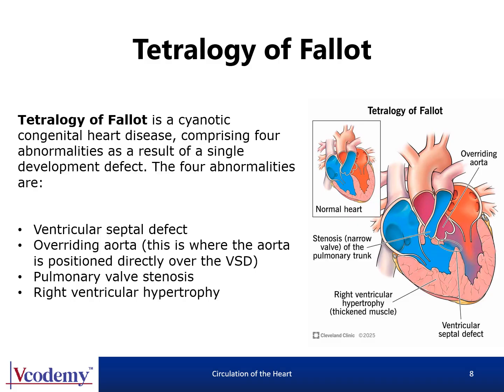So the symptoms are cyanosis, a blue or gray tint to the skin, lips, nail beds, and tet spells, that is sudden drops in the blood oxygen, causing extreme blueness, fussiness or loss of consciousness. So this can be surgically corrected.